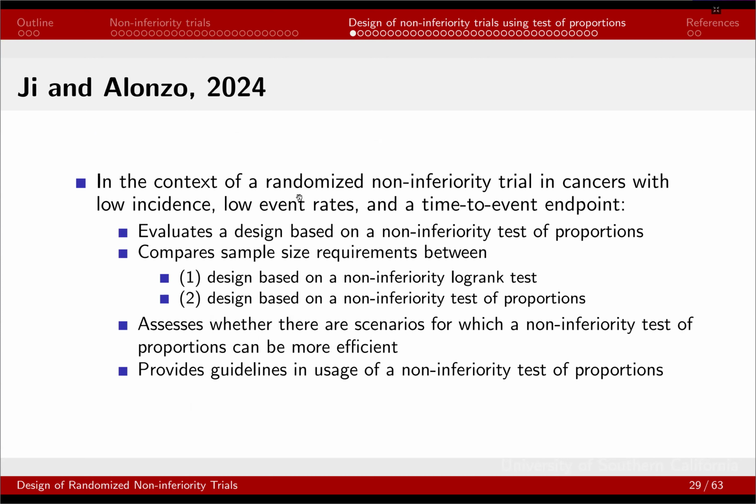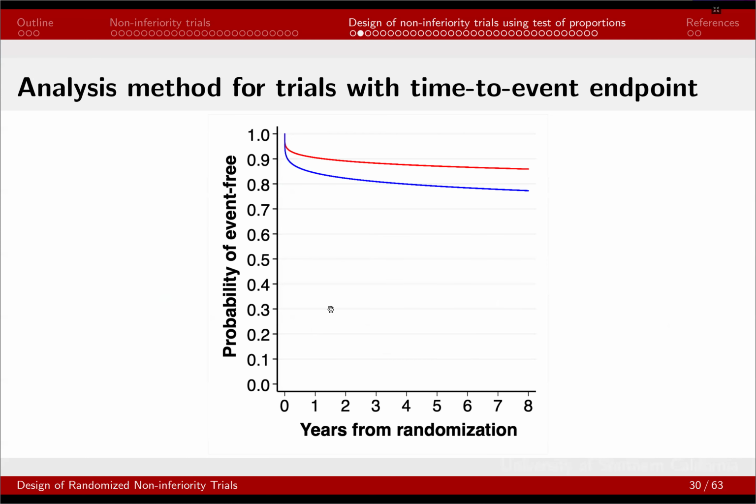In our paper, in the context of a randomized non-inferiority trial in cancers with low incidence, low event rates, and a time to event endpoint, we evaluate a design based on a non-inferiority test of proportions. We compare sample size requirements between the logrank test versus the test of proportions in a non-inferiority setting. We assess whether there are scenarios for which a non-inferiority test of proportions can have reduced sample size and can be more efficient. We provide guidelines in use of this test method.